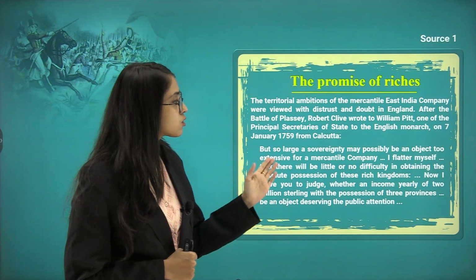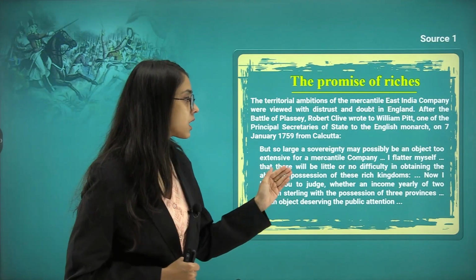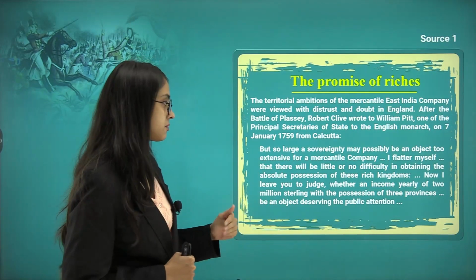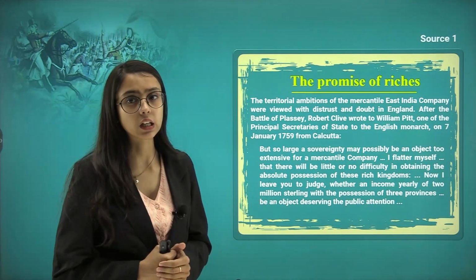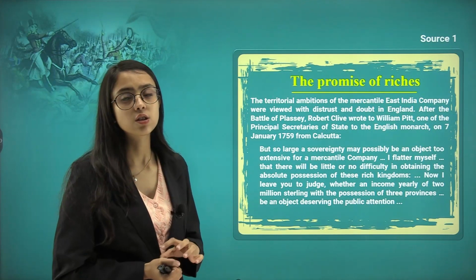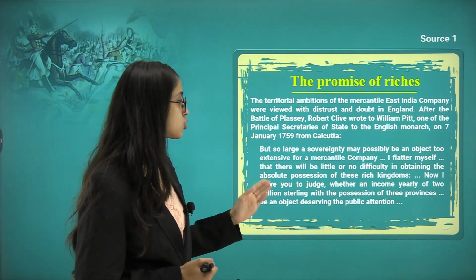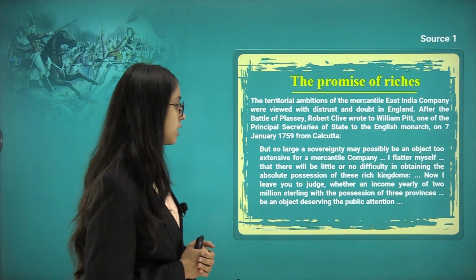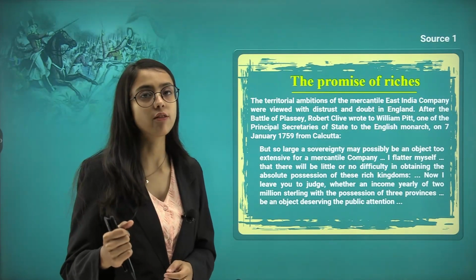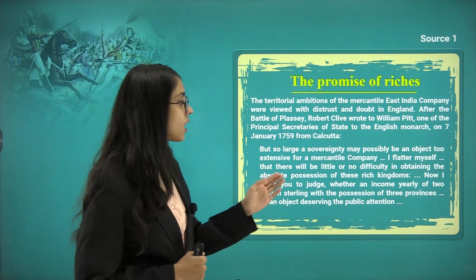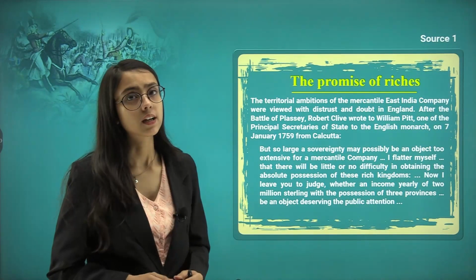But so large a sovereignty may possibly be an object too extensive for a mercantile company. I flatter myself that there will be little or no difficulty in obtaining the absolute possession of these rich kingdoms. Now I leave you to judge whether an income yearly of 2 million sterling, sterling being the currency of Europe at that time, with the possession of 3 provinces, be an object deserving the public attention.